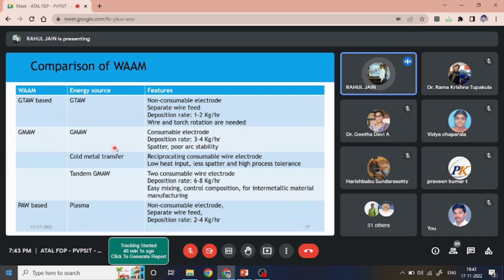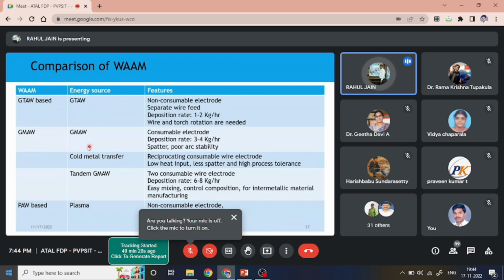So again, this cold metal transfer is not a very new unique thing, but from the application point of view, people have created a condition by reciprocating the consumable wire electrode, so that every time you get a short circuit metal transfer. This is also possible in conventional GMAW, but there are specific conditions which lead to short circuit transfer, and every time you don't get it, and that is how this technology got patented by one of the companies. Then there is something called tandem GMAW.